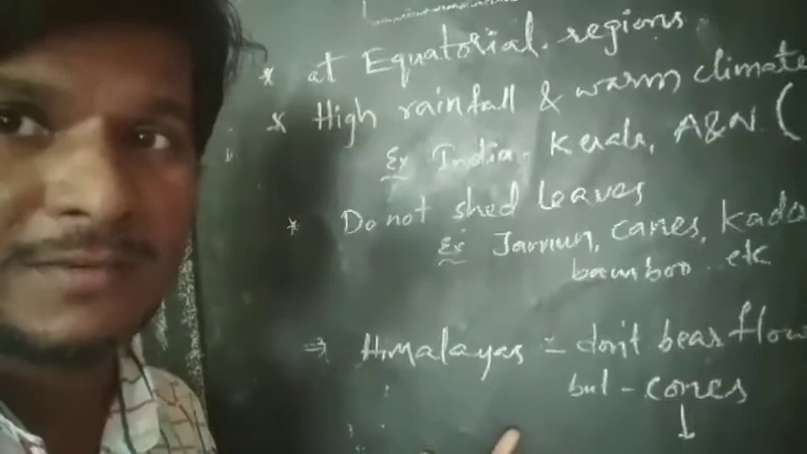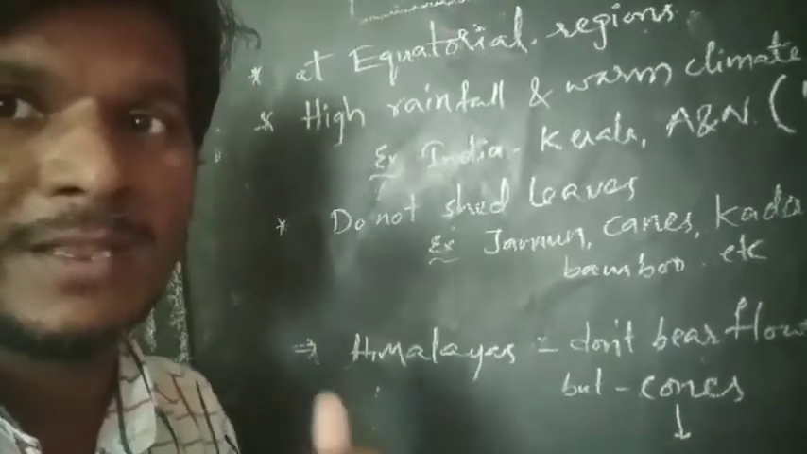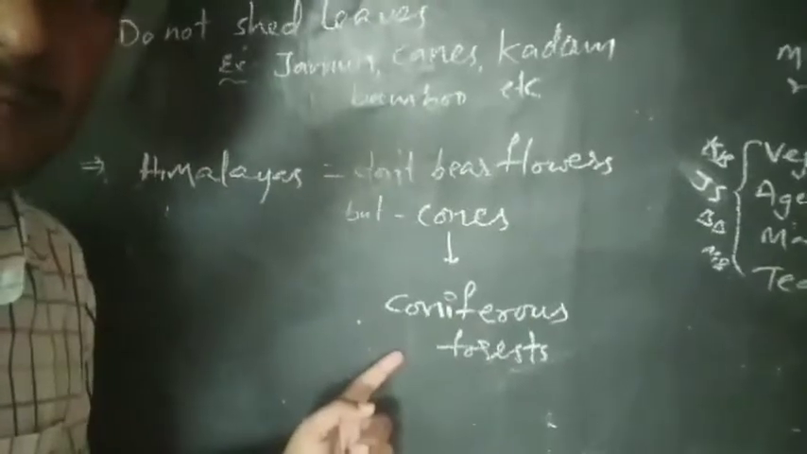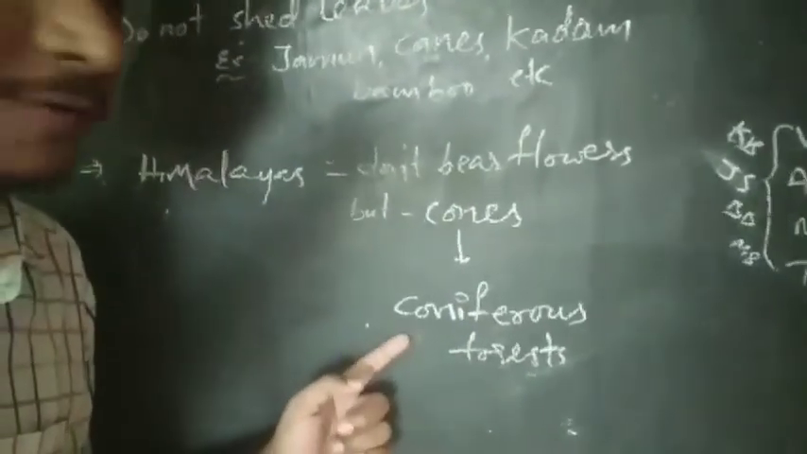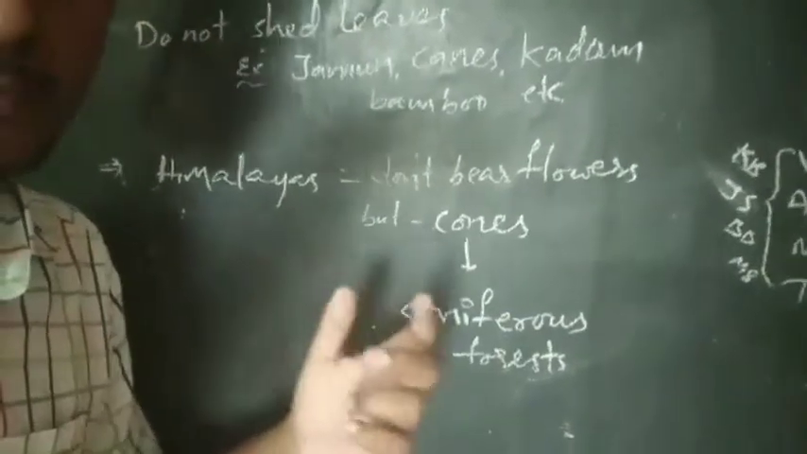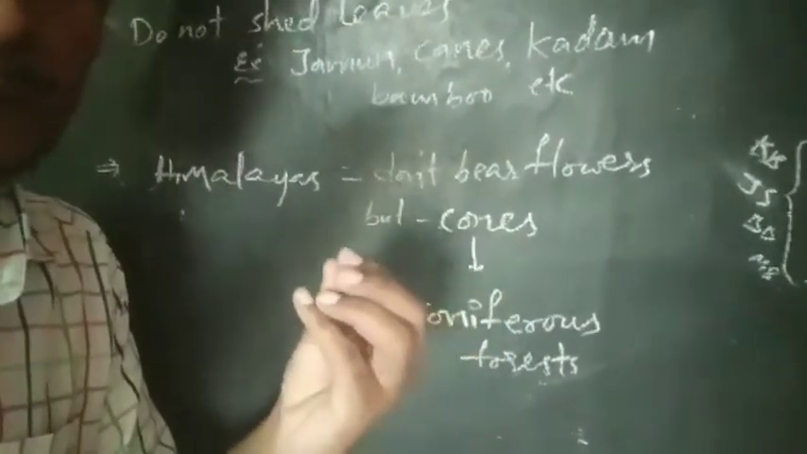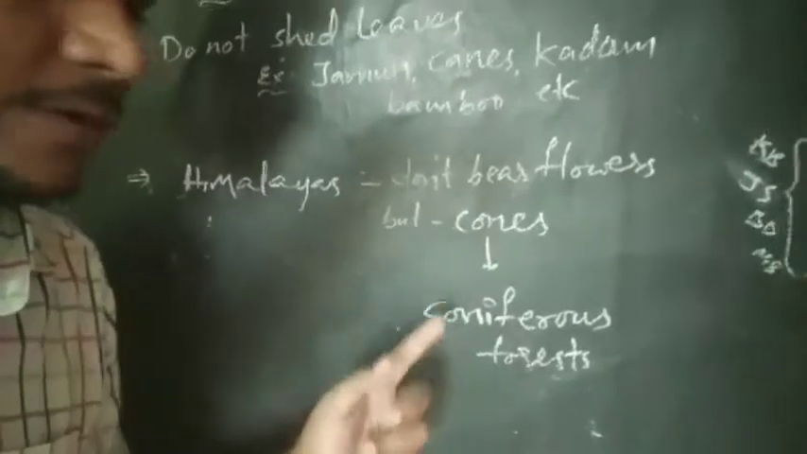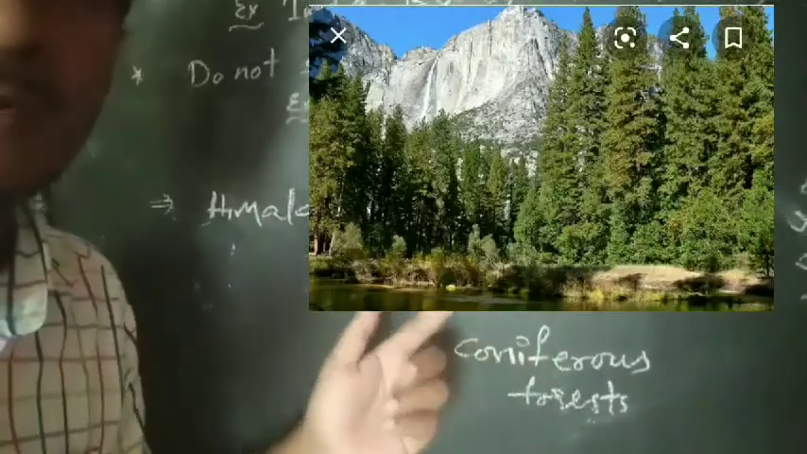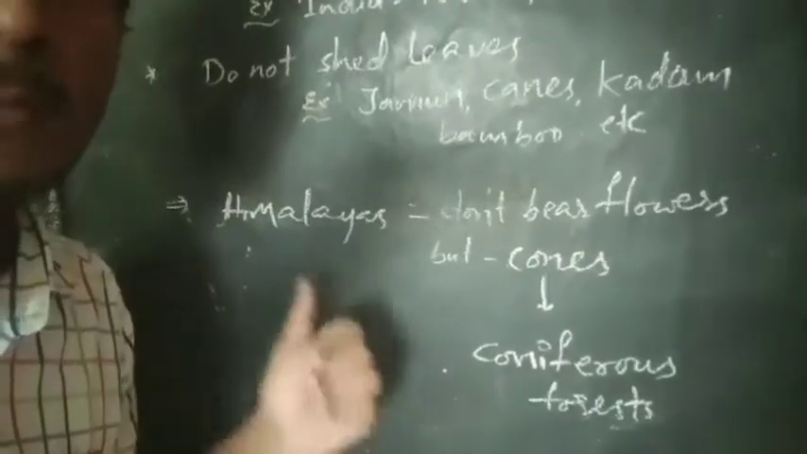In India, in the Himalayas also we can see the evergreen forest, but they are in a different form and they are known as the coniferous forest. Coniferous forest because they don't bear flowers. They produce cones. That's why coniferous forest. Those are evergreen forests only, but in the Himalayas we call them coniferous forests.